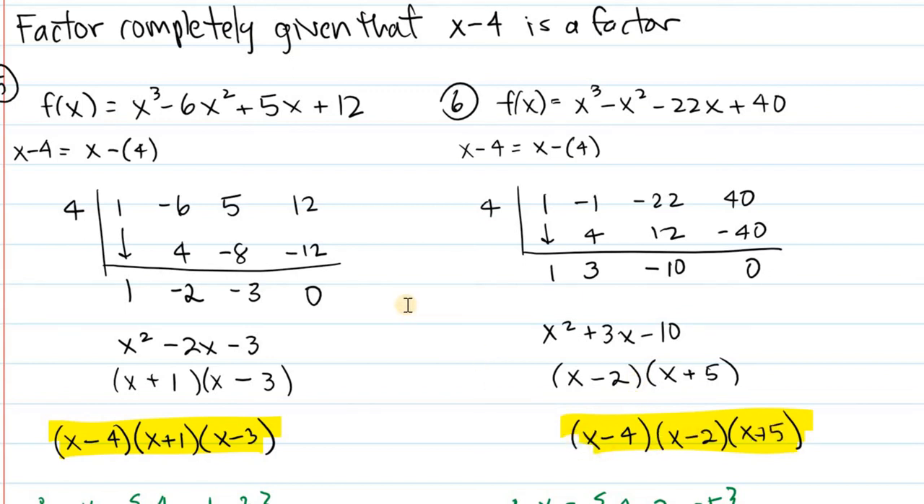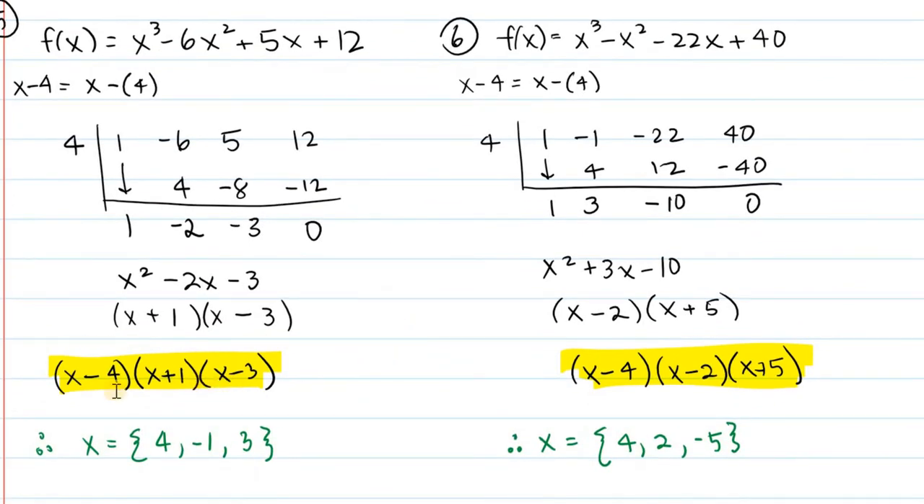Again, if I needed to actually solve for the solutions, I could use my zero product property. For number 5 here, we would say x minus 4 equals 0, x plus 1 equals 0, or x plus 3 equals 0, and then we would solve each of those to get those solutions. The same thing would happen for number 6.